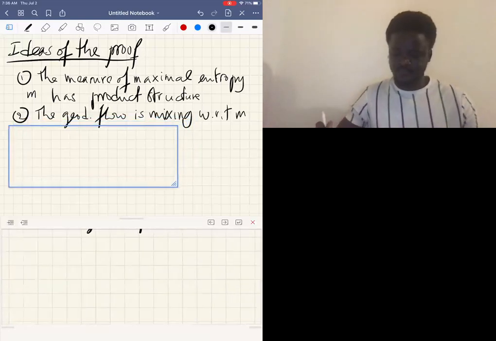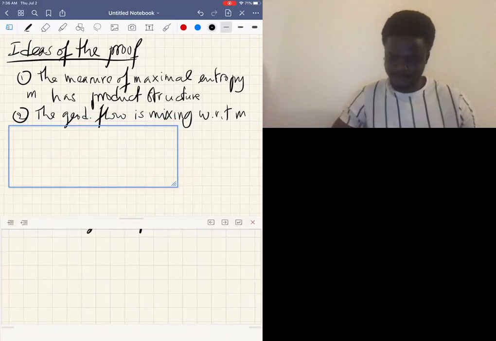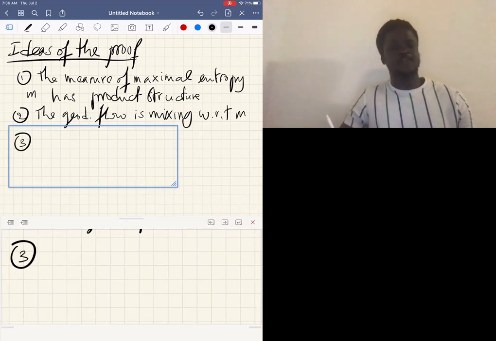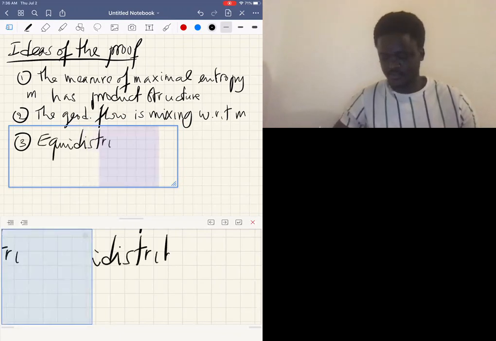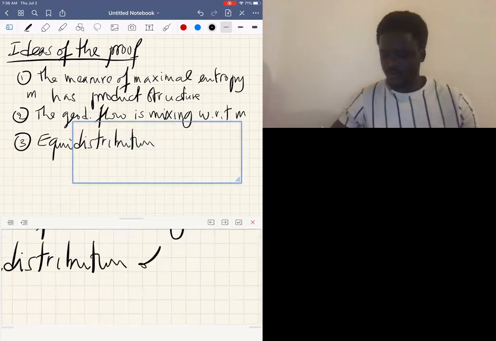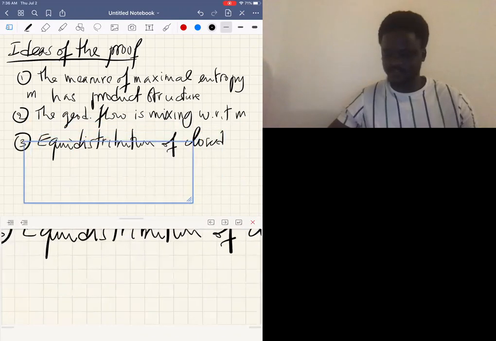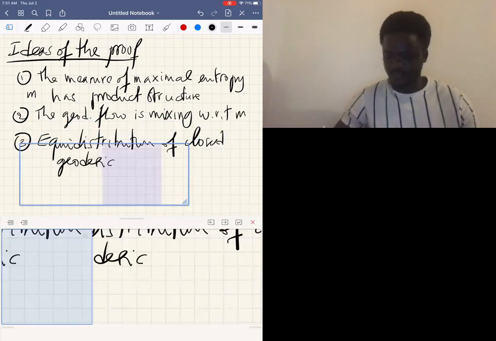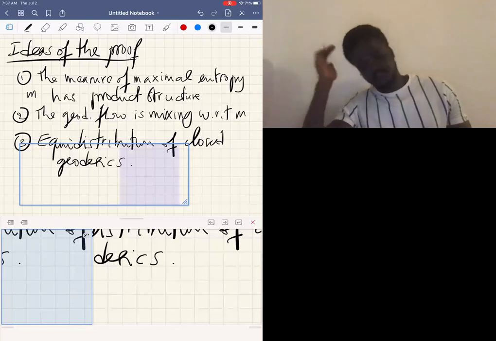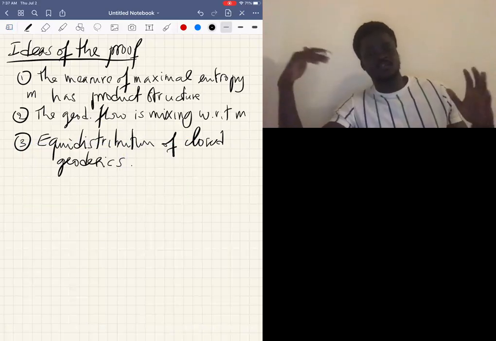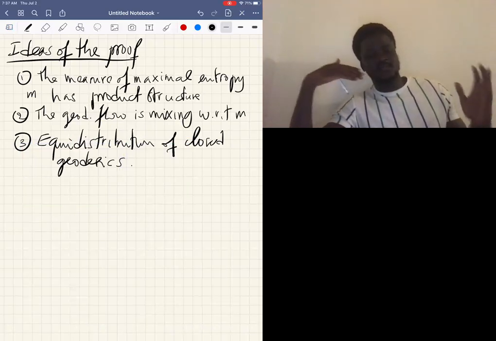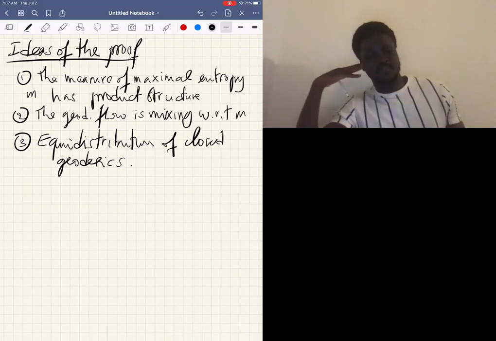And then the third property is some type of equidistribution of closed geodesics. I will also say explicitly what I mean by this. This is roughly saying that if I take a measure supported along these closed geodesics of length t, and take the limit when t goes to infinity, I'm going to get the measure of maximal entropy. Basically, these three properties are the main ingredient of the proof.